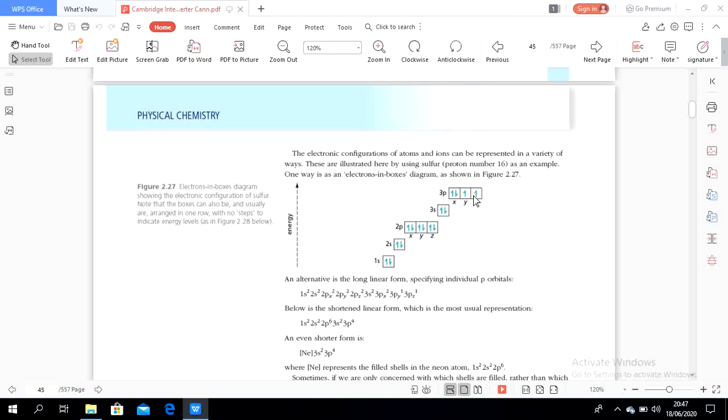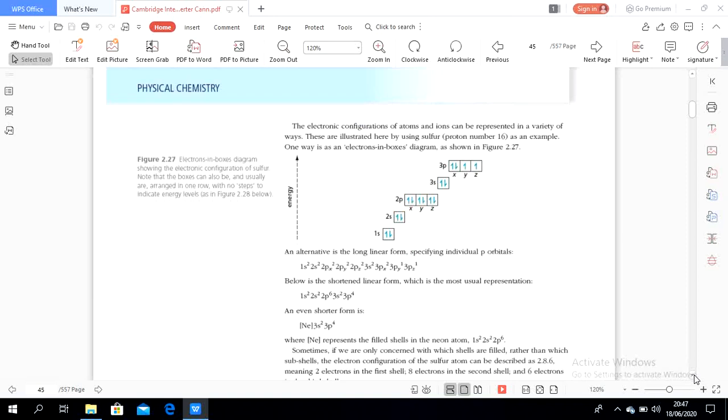This electron is not allowed to be placed in the second one with different spinning, not allowed, because according to the rule, it must occupy the orbitals first. All orbitals must be occupied with the same spinning direction, and then if there is an extra, the extra will occupy the same orbital with different spinning direction.